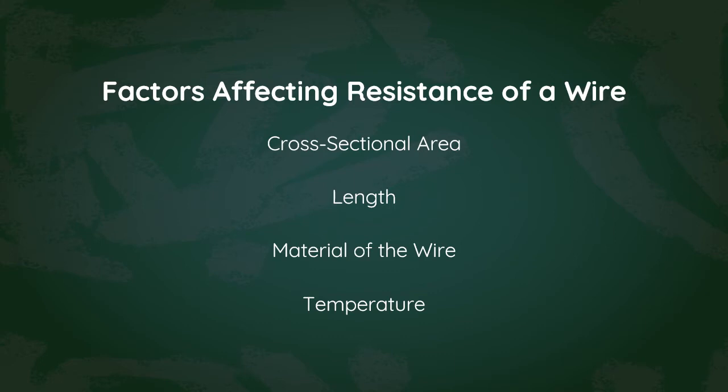For the material of the wire, the effect of the kind of material on the resistance of the wire is determined by its resistivity. So resistivity is the reciprocal of conductivity, and conductors have small resistivities while insulators have large resistivities. And resistivity can be affected by temperature.